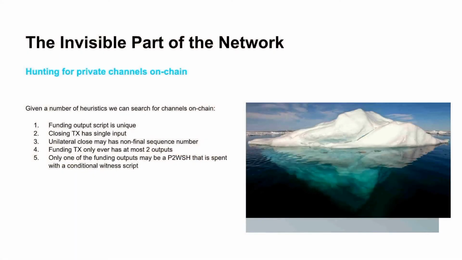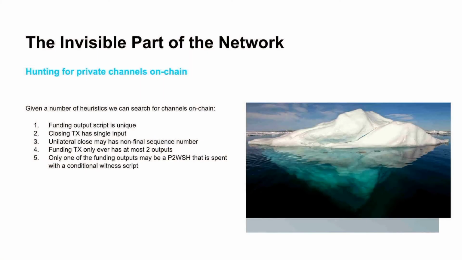How do we do that? Well, basically we look at the footprint that a Lightning channel leaves on the blockchain itself. And we have a few heuristics that work there. So the first heuristic is that the funding output script is unique. Basically, every time that we open a channel, we create new Bitcoin keys, and both endpoint Bitcoin keys get combined into a new output script, and so this script may never be repeated.